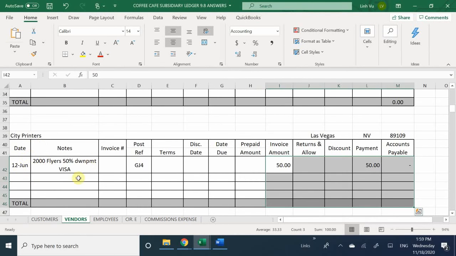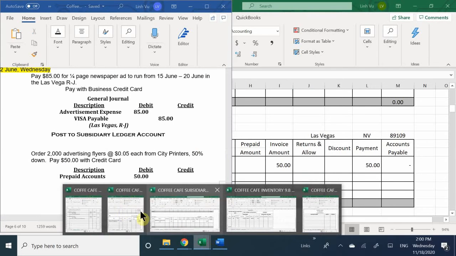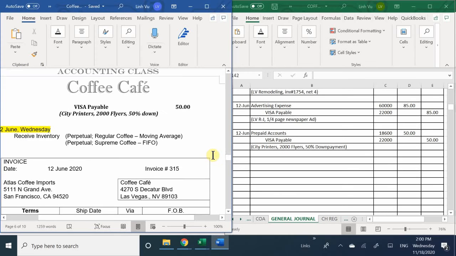Okay, so there you go. That is that transaction. It's been paid off, the $85. Right? So then what has happened next?